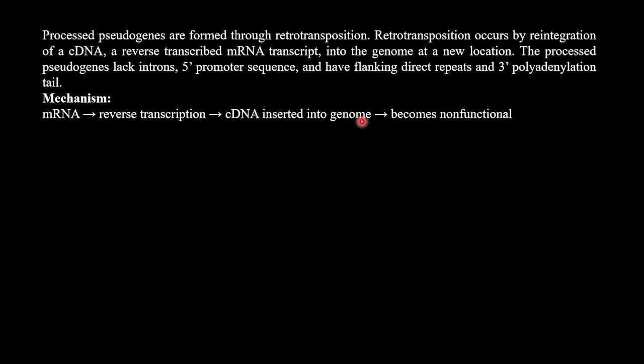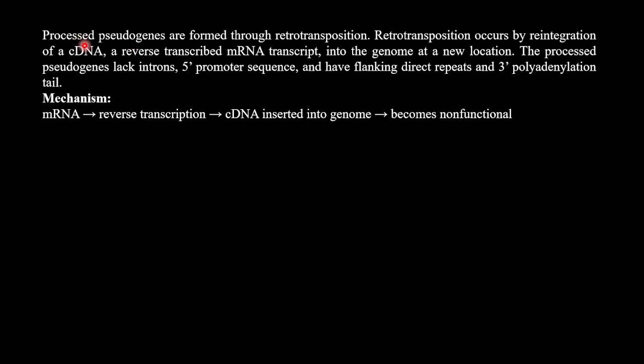cDNA is inserted into the genome and then that becomes non-functional. So the processed pseudogenes lack introns and 5' promoter sequences, and have flanking direct repeats and a 3' poly A tail, because they are being formed through the transcription process. You can see first the mRNA is formed, then the mRNA is reverse transcribed, then the cDNA is formed, and then it is inserted into the genome.